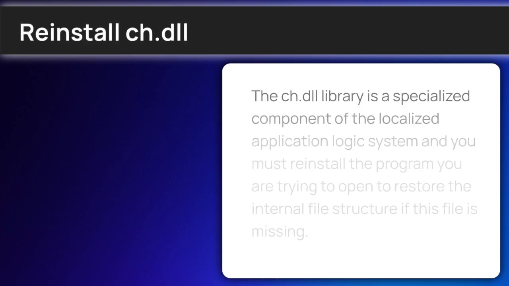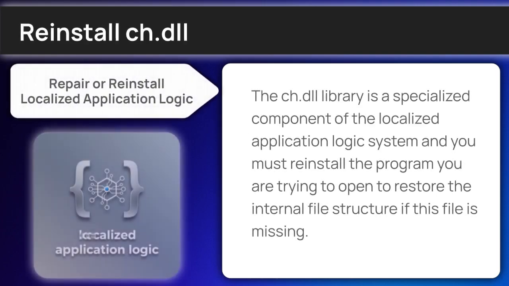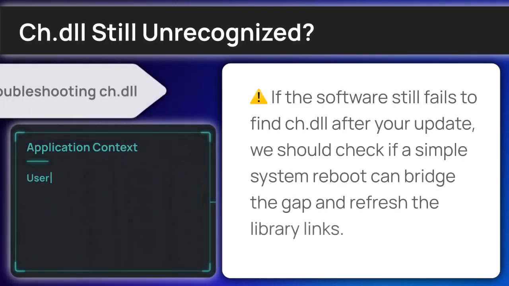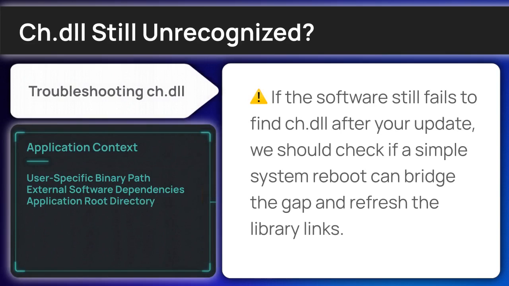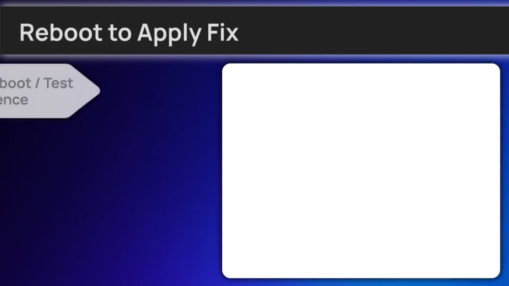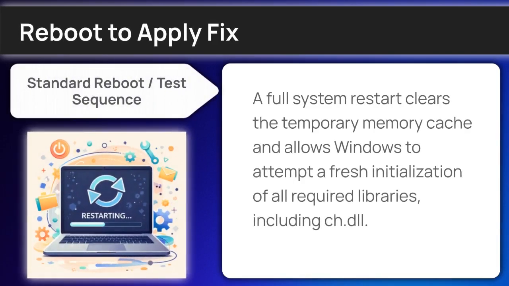The Ch library DLL library is a specialized component of the localized application logic system, and you must reinstall the program you are trying to open to restore the internal file structure if this file is missing. If you're still seeing the missing file notification, we should attempt to force a synchronization between the software and the OS. A quick system restart is a practical way to ensure that all shared libraries, including Ch library, are being loaded correctly into the current session's memory.